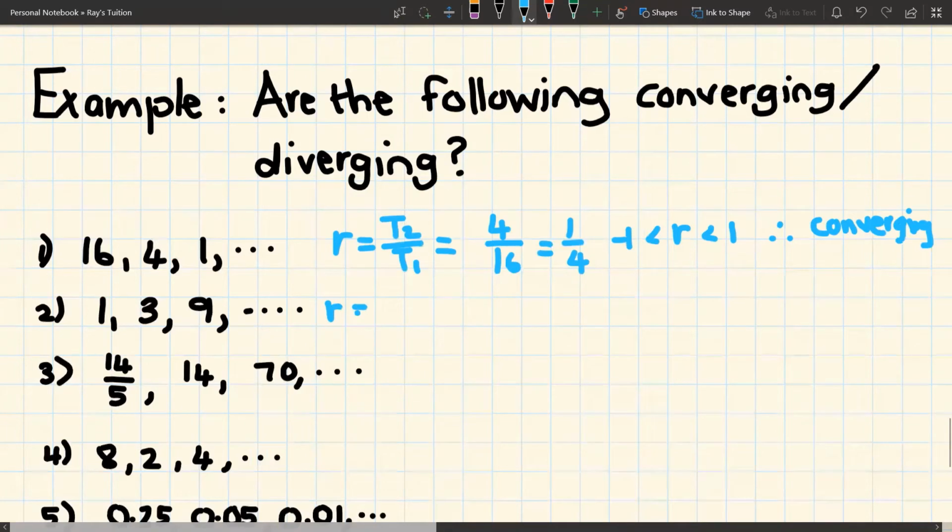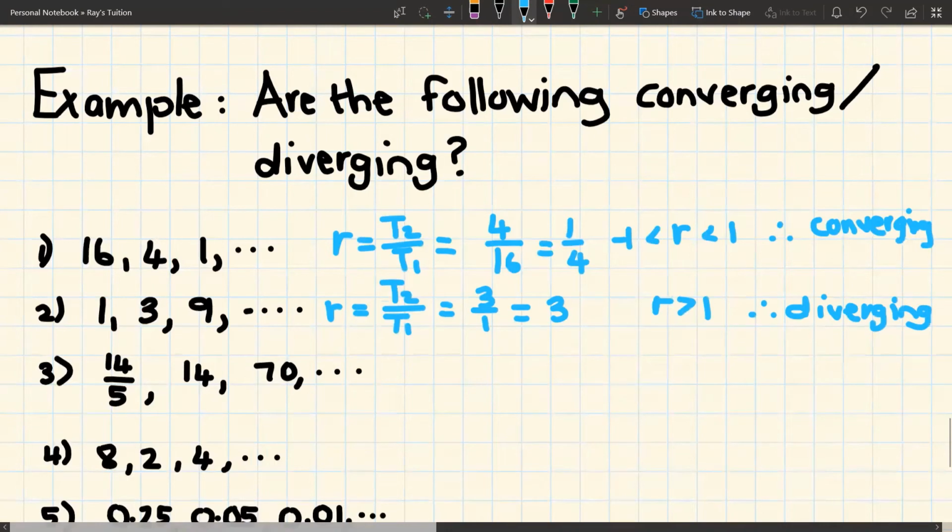So to determine whether it's converging or diverging, we have a look at the ratio, which is any term divided by the previous term. So here I'm using 3 divided by 1, which is 3. 3 is greater than 1. So in this case, our R is greater than 1, which is the criteria for a diverging series.